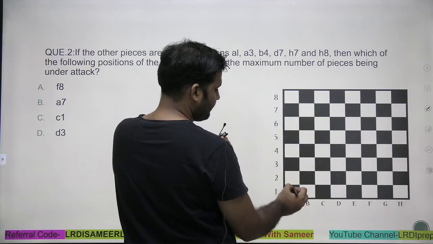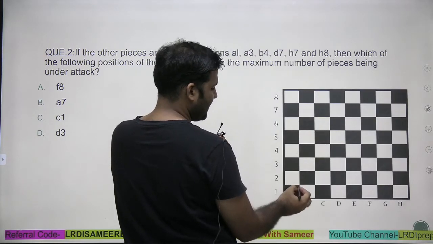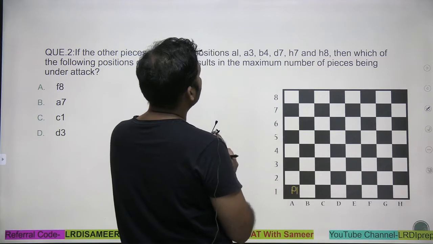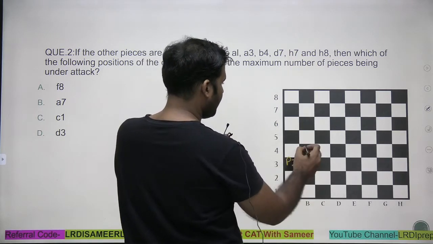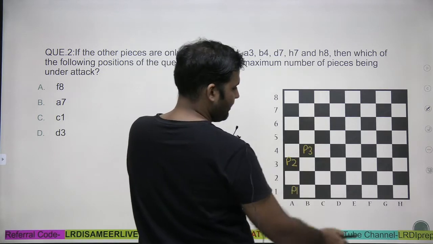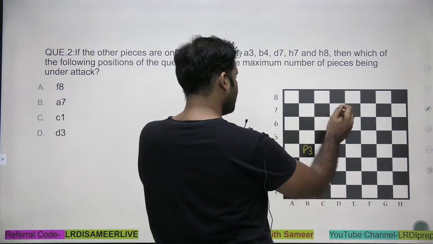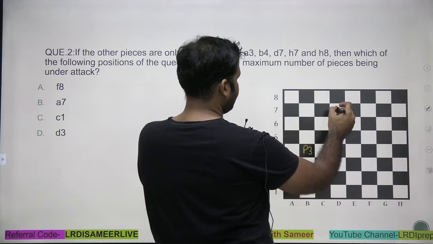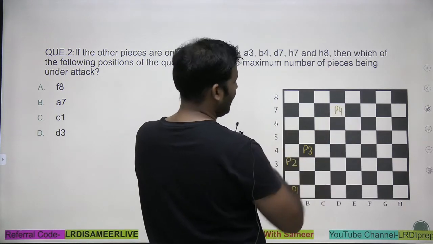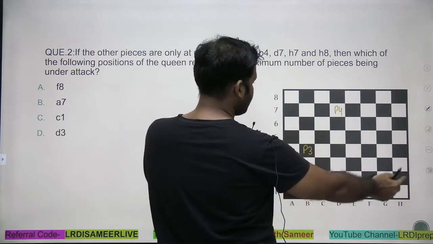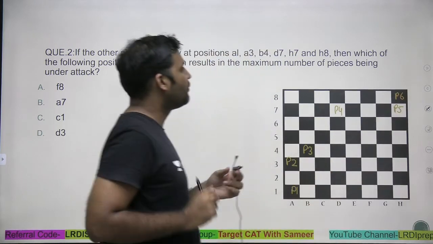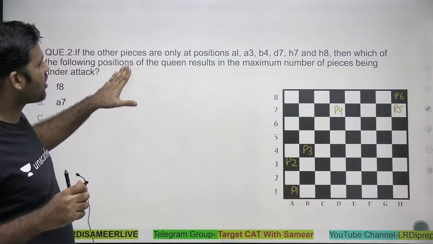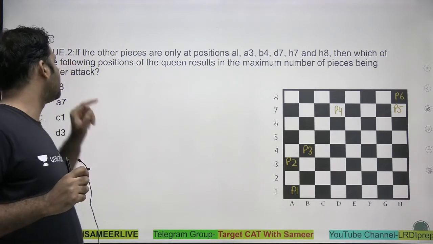Let's say there's one piece present over here. Let's name it as P1. A3, there's another piece, P2. B4, there's another piece. D7 would be this, right? This is piece number 4. H7, piece number 5. H8, piece number 6. Then which of the following positions of the queen results in the maximum number of pieces being under attack?